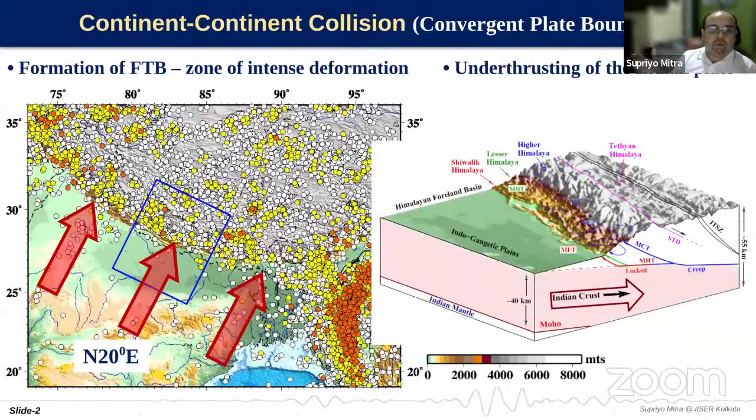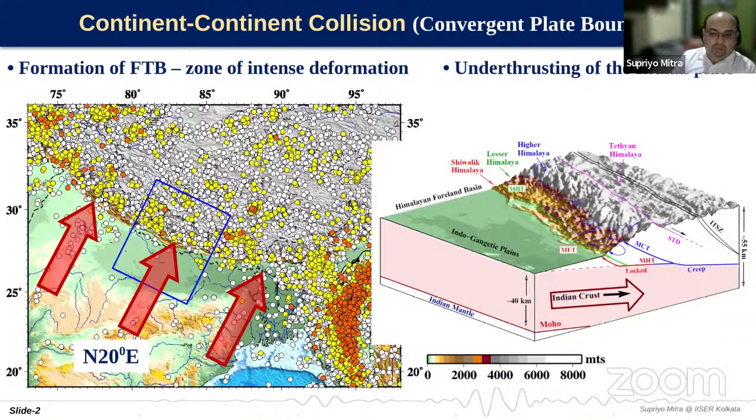When you have this kind of continent-continent collision, where you have the Indian plate colliding with the Eurasian plate, the first thing that you would notice is that there is a formation of a fold thrust belt, an FTB, which is a zone of intense deformation. Here again on the map on your left are all the earthquakes plotted, color-coded and plotted by these circles. The shallow ones within 40 kilometers depth are white, 40 to 80 are yellow, and 80 and deeper are orange. You can see that there are all these earthquakes all across this region. So this is a zone of intense deformation. When this happens, there is underthrusting of one plate beneath the other. In this case, the Indian plate is underthrusting.